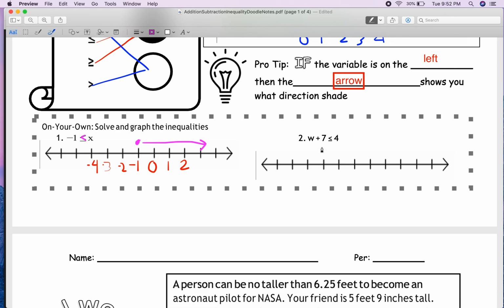Number 2, solving these, if I just subtract 7 from both sides, we should have -3. I'm going to plot a point. This looks like another closed circle. And W is going to be less than -3. So I want to plot all the points less than -3.